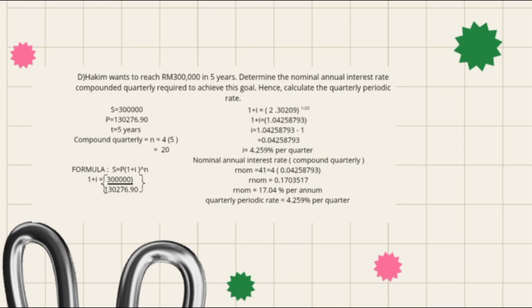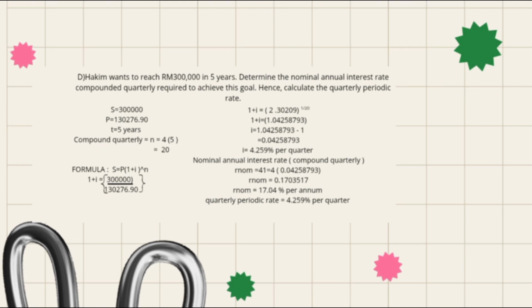The next formula is S equals P times (1 plus I) to the power of n. So 1 plus I equals 300,000 divided by 130,276.90, all to the power of 1 over 20. So 1 plus I equals 2.30209 to the power of 1 over 20, which is 1.04258793. Next, I equals 1.04258793 minus 1. So the answer is 0.04258793. So I equals 4.259% per quarter.